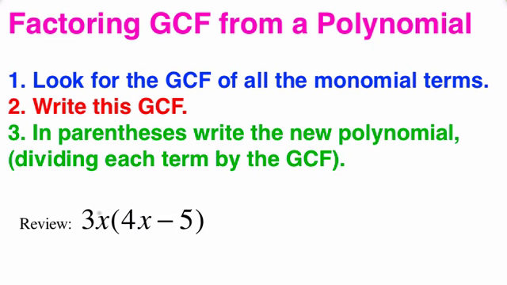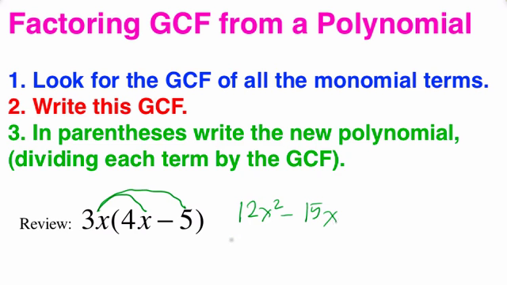So just to review, let's do a multiplication, a distributive problem. So 3x times 4x, and then 3x times negative 5. 3x times 4x is a 12x squared, and then 3x times a negative 5 is a negative 15x. Now the concept in this lesson is on factoring out a GCF. So what we're going to ask ourselves is, what is the GCF of 12x squared and 15x?